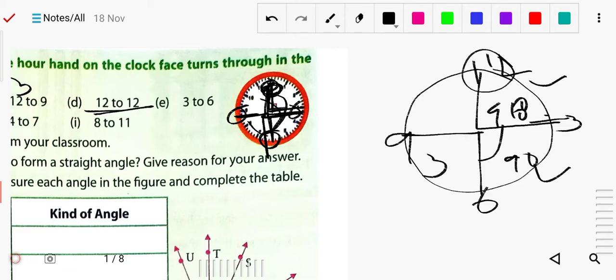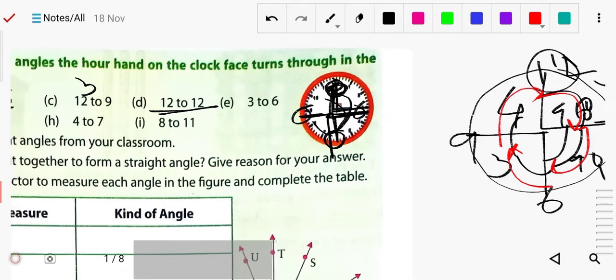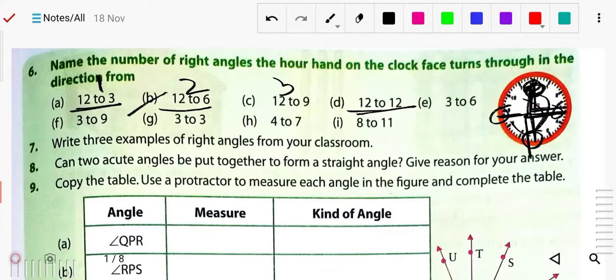Now again it is to the 12, so it is the fourth turn. So first turn, second, third and fourth. So total how many turns? First, second, third and fourth turn. Okay, so likewise you have to see the time and write down how many turns it makes. Turns means exactly formation of 90 degrees. So you have to find out how many times it is forming a 90 degree angle.